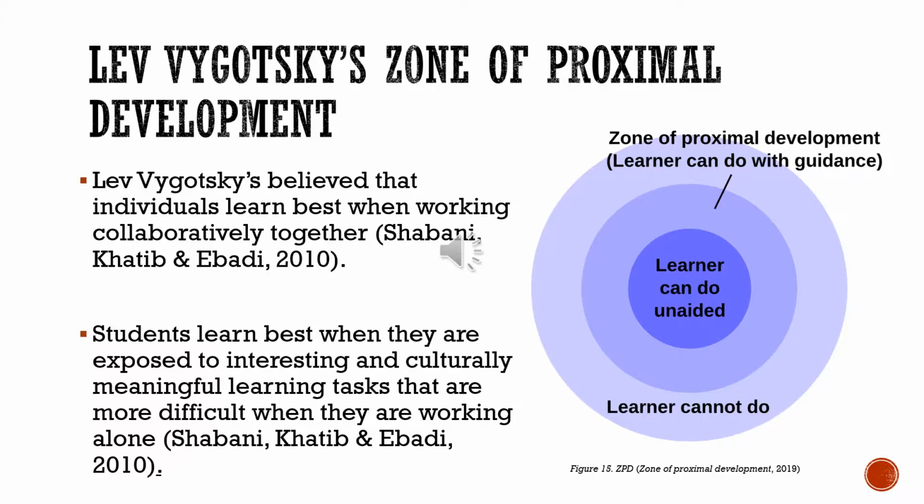The shared model of integration links to the theorist Vygotsky and the concept of the zone of proximal development, where he believed that individuals learn best when working collaboratively together. He also believed that students learn best when they are exposed to interesting and culturally meaningful learning tasks that are more difficult when they are working alone, such that they have to work collaboratively with their peers and need assistance from the teacher in order to successfully complete the task. This gives the learner the ability to individually complete similar tasks next time.